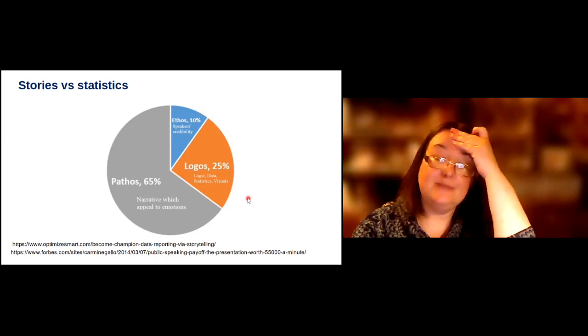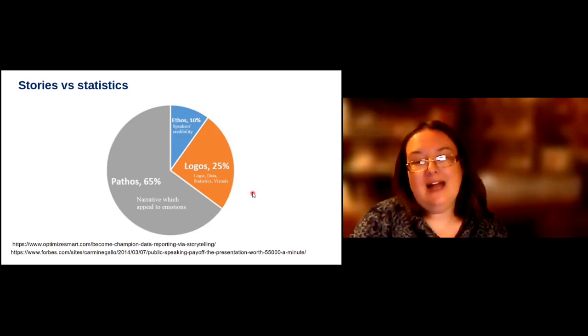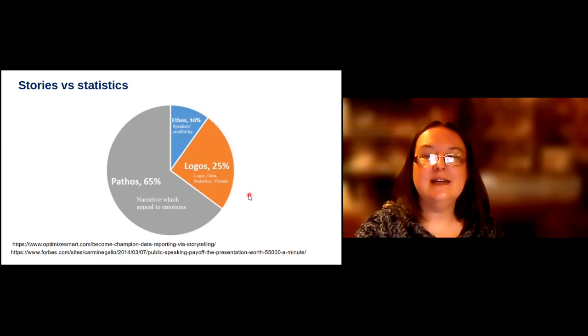And the interesting part about this is why it works. And obviously people tend to say, well, people like a human interest.